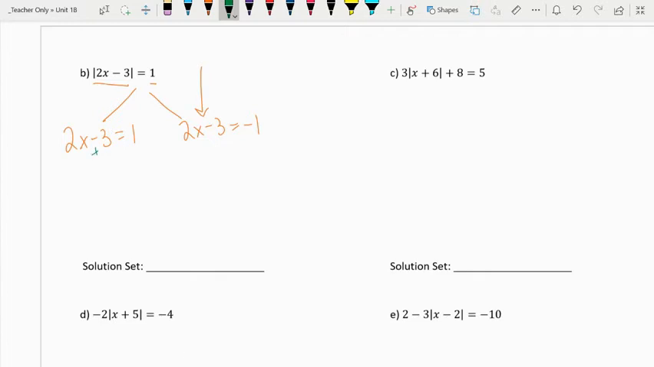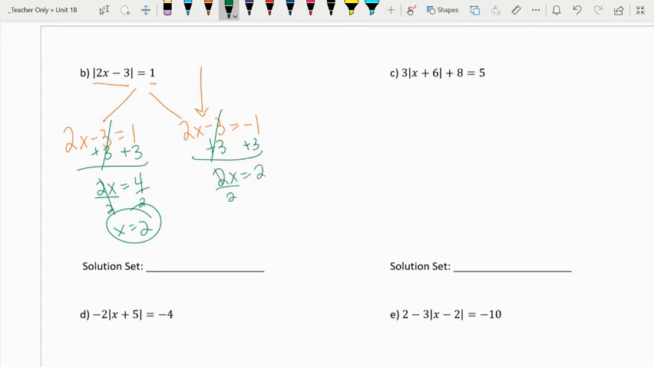On both of these, we're going to add 3 and then divide by 2. On the left, when we add 3, we get 4. Divide by 2, and we get 2. On the right, when we add 3, we get 2. Divide by 2, and we get 1. So that means x equals 2 and 1.